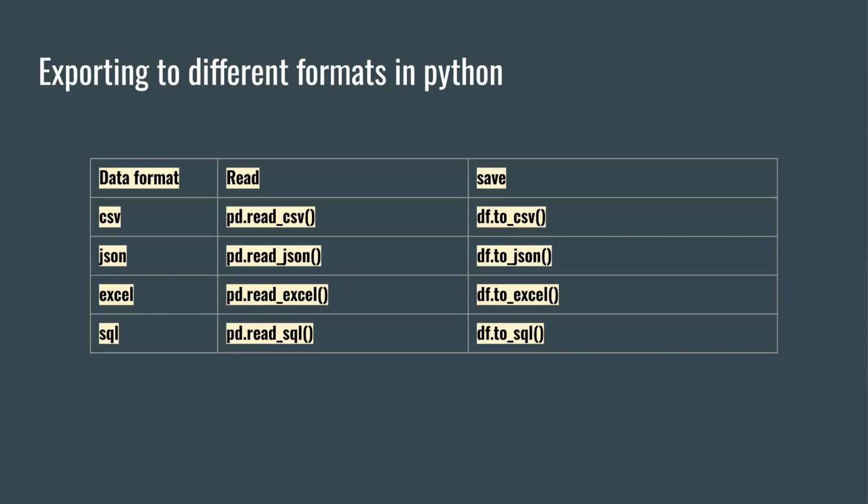So here are some ways to export to different formats in Python. If the data format that you're interested in is CSV, in order to read, you will need to call read CSV. If you want to save, you look at the data frame that is already stored and call to CSV. Similarly, for JSON, Excel, SQL, you can do the same.